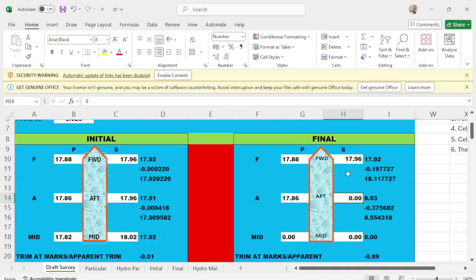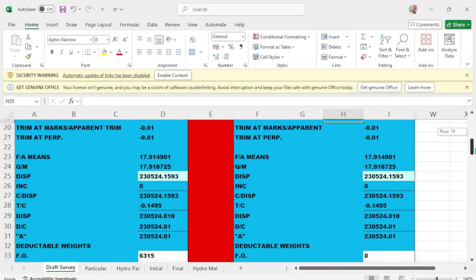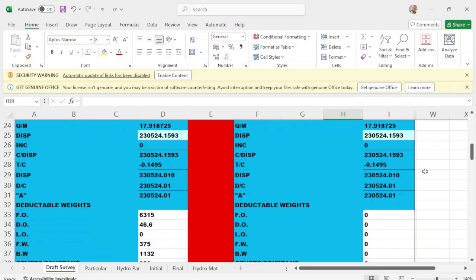and this is like troubleshooting, 17.96, and mid port will be 17.82, and starboard will be 18.4. 0.02. Okay, look at the displacement is now almost the same. Okay, then the A is also the same.